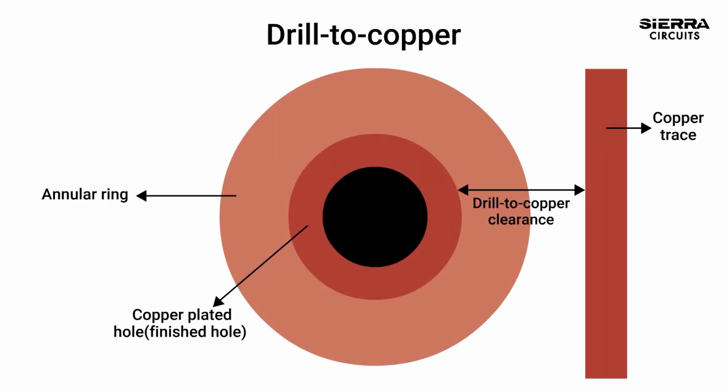The drill to copper is the clearance between the edge of the drilled hole to the nearest copper feature. The nearest copper feature can be a copper trace, copper pour, or any other active copper region. The recommended minimum drill to copper value is around 8 mil.